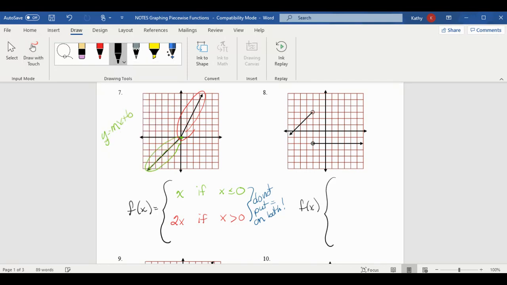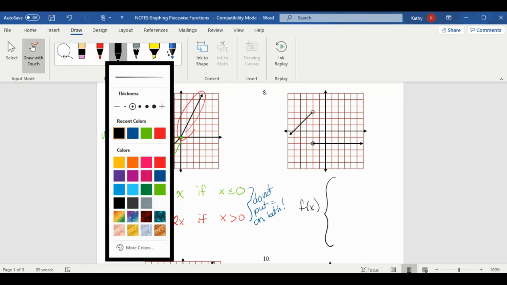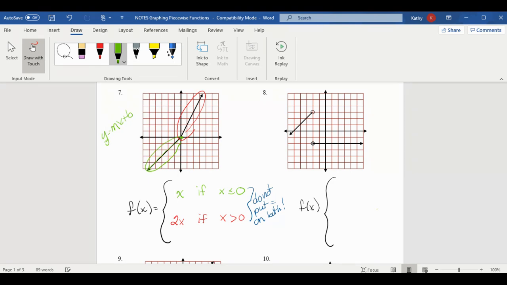So f of x, make it nice and big, so we have 2 different lines. So on the left, we'll go with green, this one I'm going to write out in green. The difference between this function and the last one is we don't have our y-intercept. Can we find our slope? Absolutely. Our slope is equal to 1.